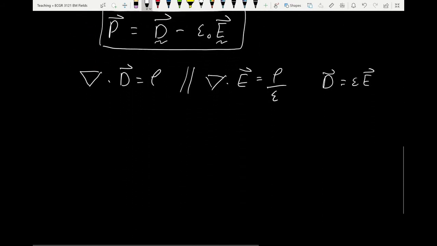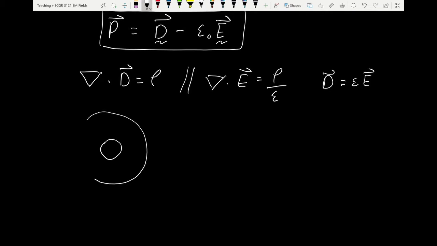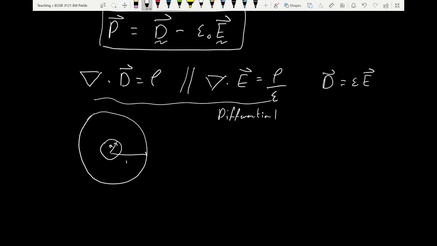In this case, let me redraw. We have to find the Gaussian surface, right? I'm gonna use the integral form. So this is the differential form. I'm gonna use the integral form, and to do that, I need to find the surface. This is A, this is B. The Gaussian surface is gonna be some cylinder inside the material, right? And then this extends. This is a cylinder, right? For a unit length.